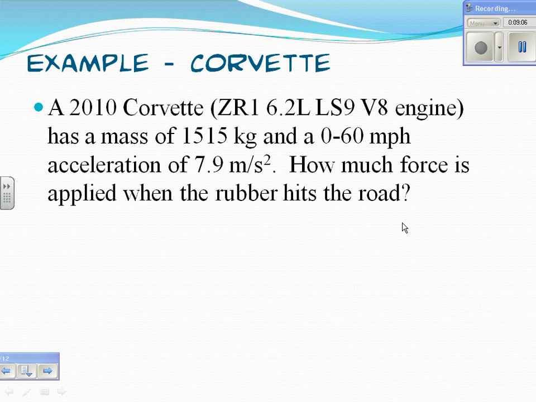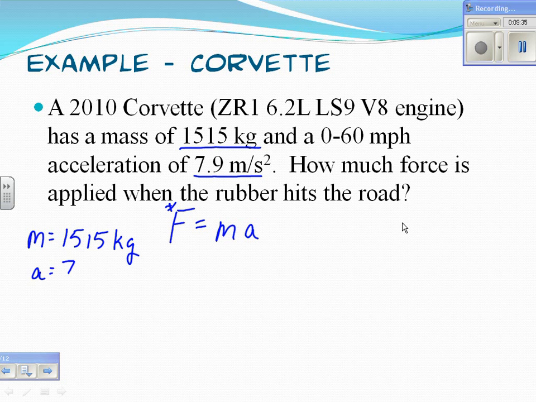So we want to say how much force then is applied by this engine to the road to get the car going. We know a formula for force from Newton's second law. F equals m times a. We want to find F. So we need to define mass, m, and we're given that. It's 1,515 kilograms. And we're given the acceleration, 7.9 meters per second squared. So all we have to do is multiply these two together.